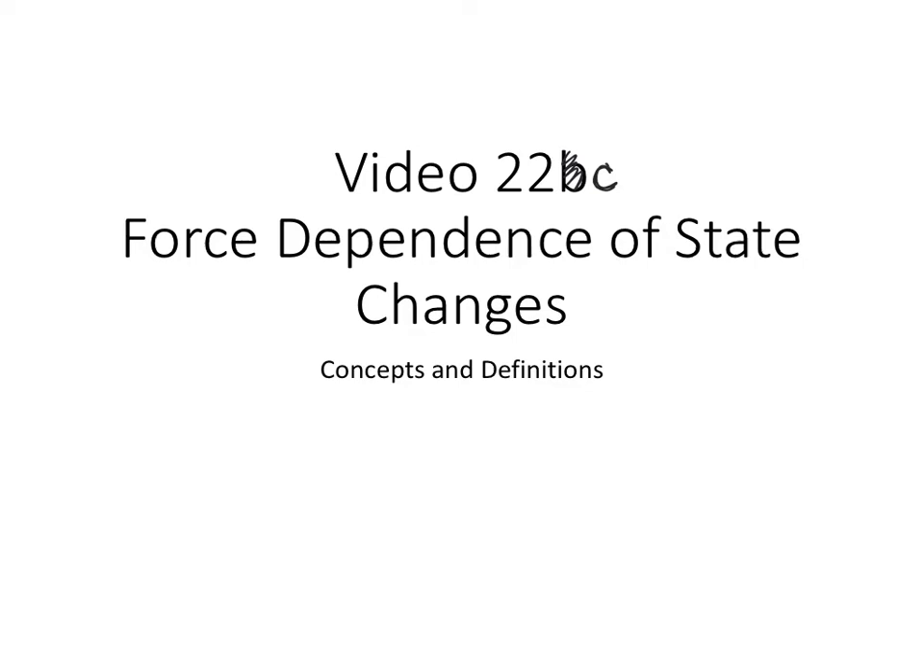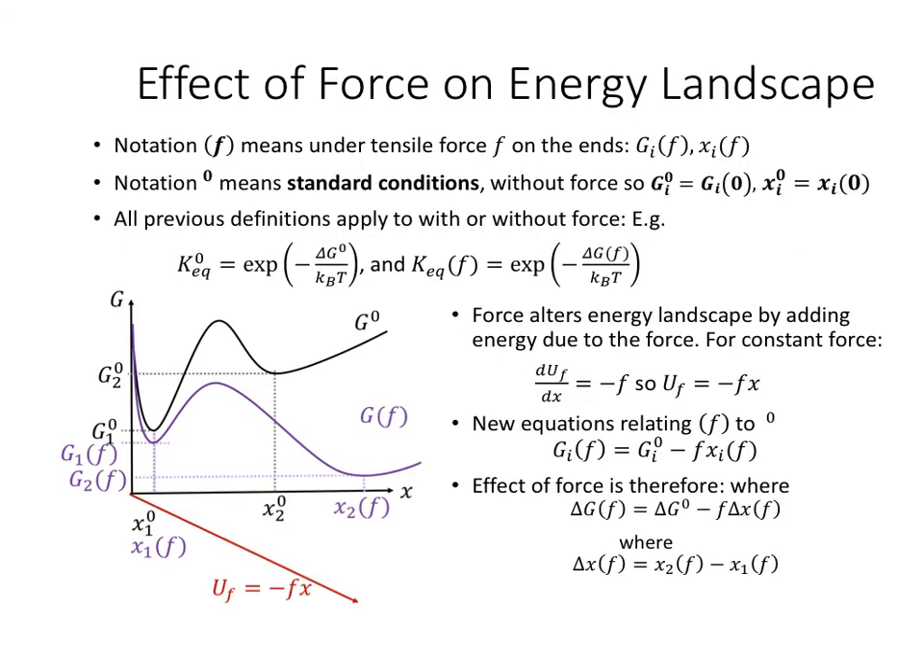Here in video 22C, we address the force dependence of the state changes that cause yielding elasticity. To answer this question, we have to ask about the effect of force on the energy landscape. Recall before that without force, we have this energy landscape drawn here where state 1 is lower in energy than state 2. And we're now introducing this notation that we call the superscript naught, which means standard conditions.